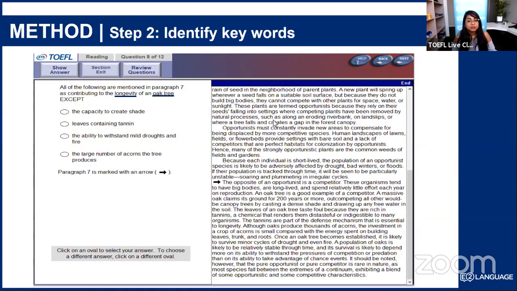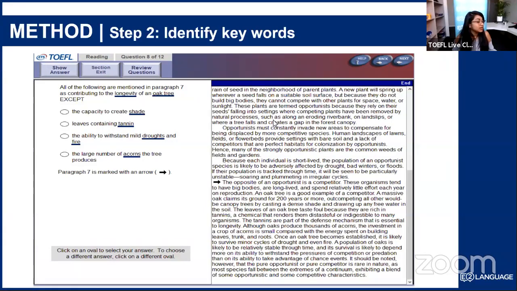If you read the passage, it'll be more obvious from the context rather than just by reading the question. So we've got oak tree, of course, it's a question about the oak tree. So that's one of our keywords. We've got shade for the first answer option, tannin for the second, drought and fire for the third, acorns for the fourth. So all of these answer options, just one word, more or less, per answer option.